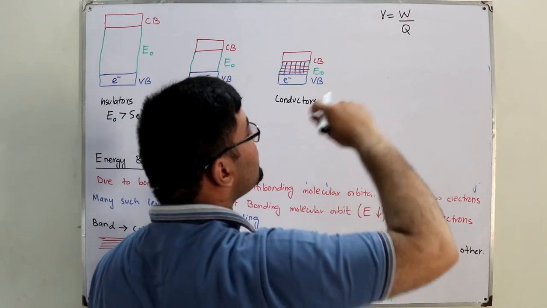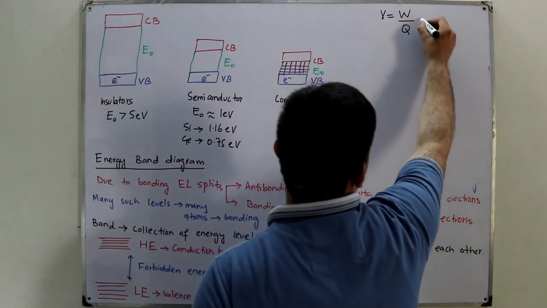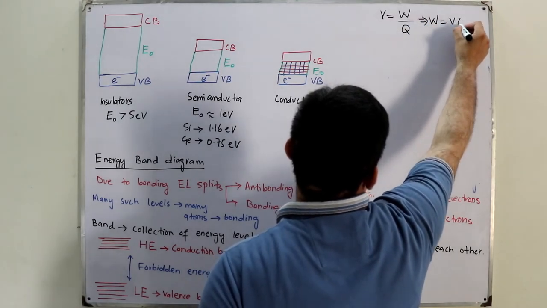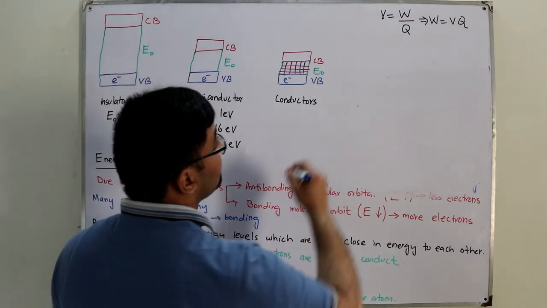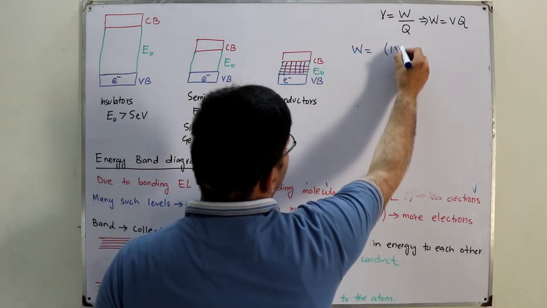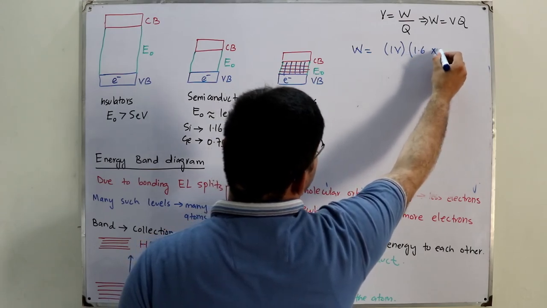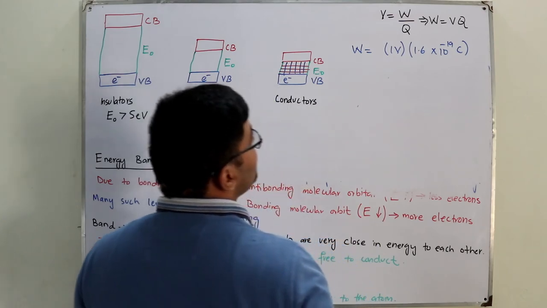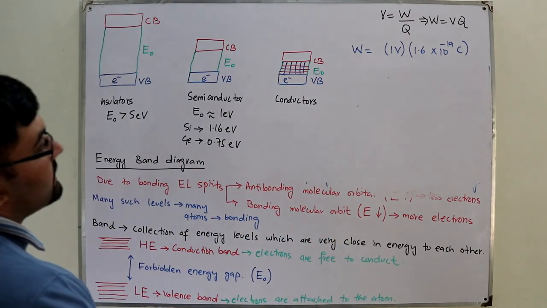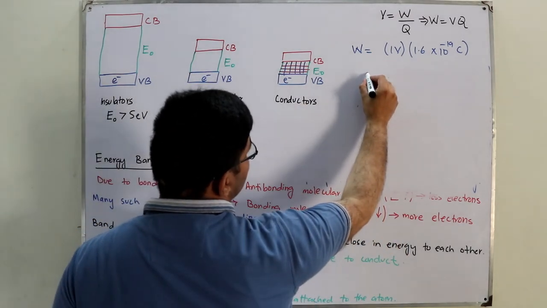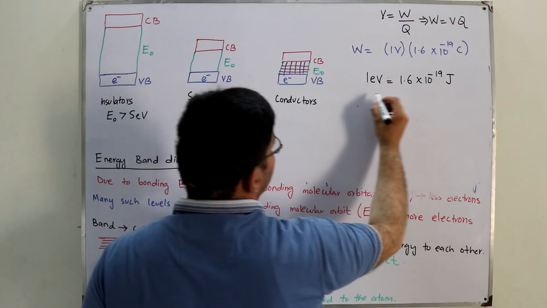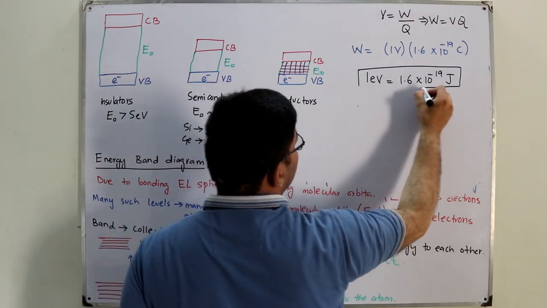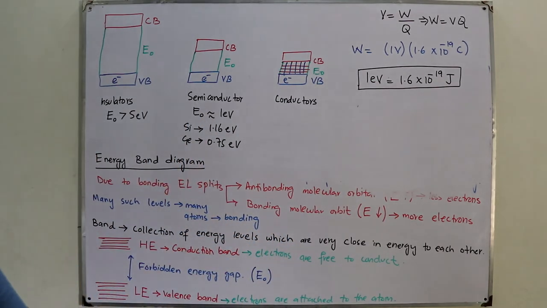So energy is basically the work done. So I could write from this equation that the work done is the voltage into the charge. If the voltage is 1 volt and the charge of 1 electron is 1.6 into 10 to the power negative 19 coulombs, I would get 1 electron volt in terms of joules. So 1 electron volt comes out to be 1.6 into 10 to the power negative 19 joules. This is what 1 electron volt means. Is that clear?